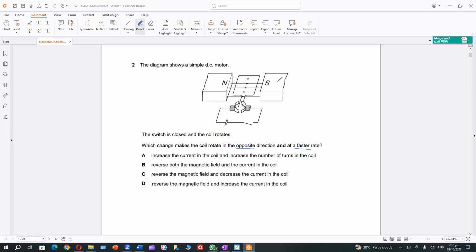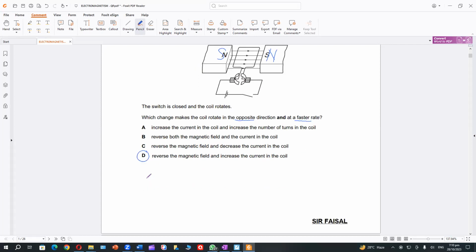Reverse the magnetic field and increase the current. That looks fine, because if I reverse the magnetic field, I make it south and I make it north. The magnetic field direction will be reversed, and increasing the current will make it faster. So that looks fine.